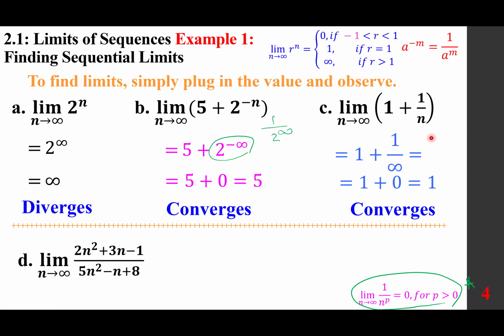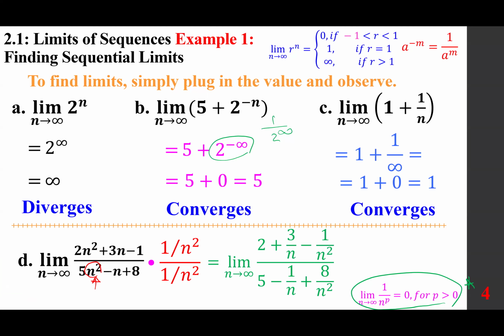What about this limit? You are dealing with a rational expression. N is approaching infinity. And by the way, if you plug in, you get infinity over infinity. The technique is to divide by the highest degree term in the denominator. We get this one. Each one of these goes to 0. 3 over n means 3 over infinity is 0. Minus 1 over n squared means minus 1 over infinity squared. Each one is 0. So you get 2 over 5 as the final answer.